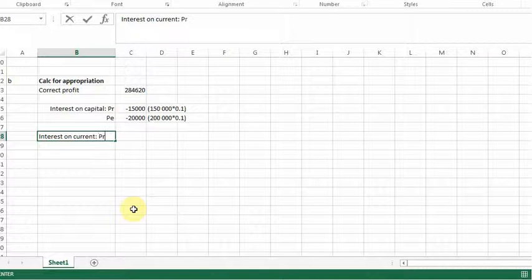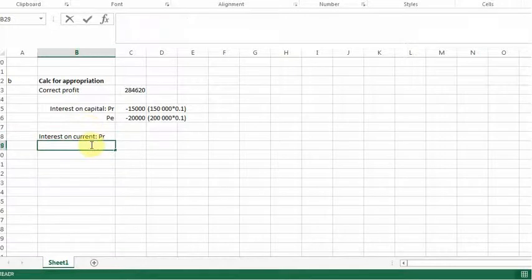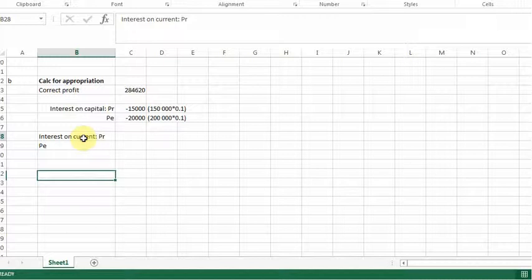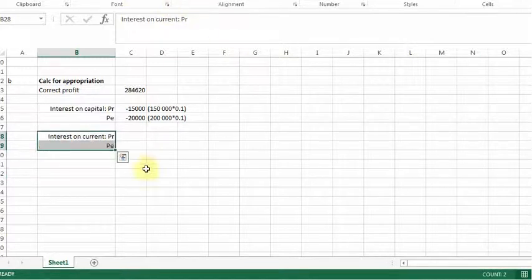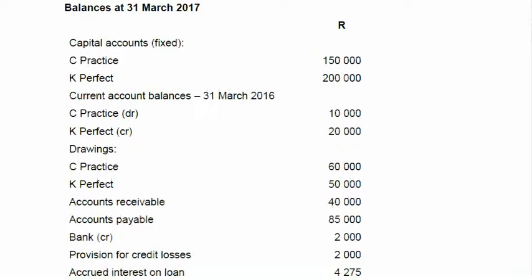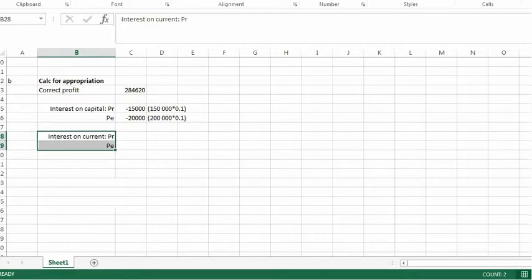And again, there are two partners, so I repeat the calculation twice. And here we need to be careful because they're trying to catch you out. You will observe that one of the balances are negative. So for the current account, there's a negative balance for Practice, but a positive balance for Perfect. So if it's a negative balance, Practice will pay while Perfect will earn. Please remember that. So it's 10 and 20,000.